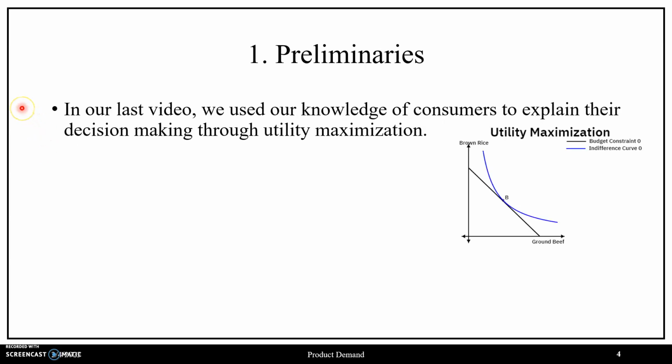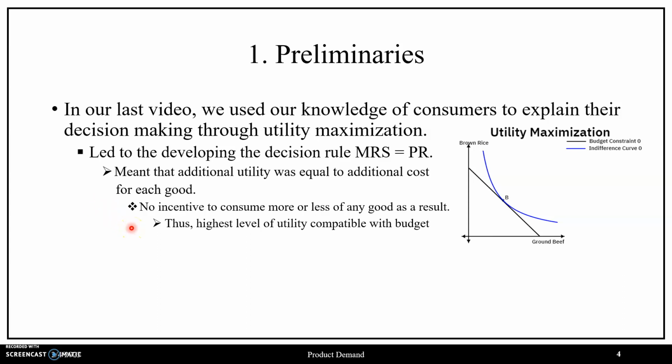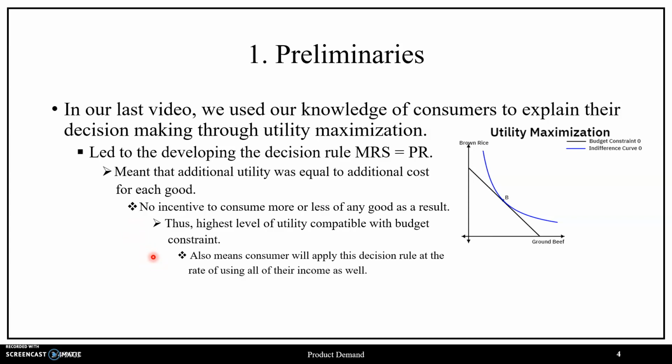Beginning with our preliminaries, in our last video we used our knowledge of consumers to explain their decision making through utility maximization. This led to developing the decision rule of the marginal rate of substitution equaling the price ratio, which meant that additional utility was equal to additional cost for each good considered, which meant that there was no incentive to consume more or less of any good as a result, given that the consumer is at the highest level of utility compatible with their budget constraint, which also meant that consumers are applying this decision rule at the rate of using all of their income as well.